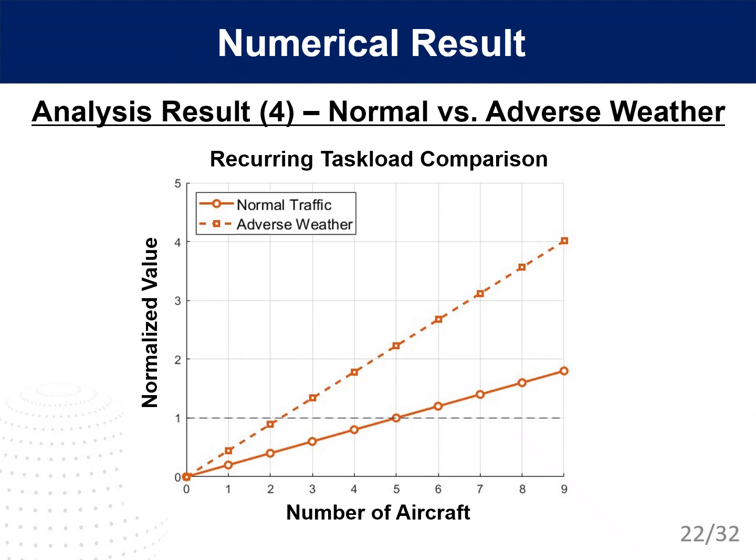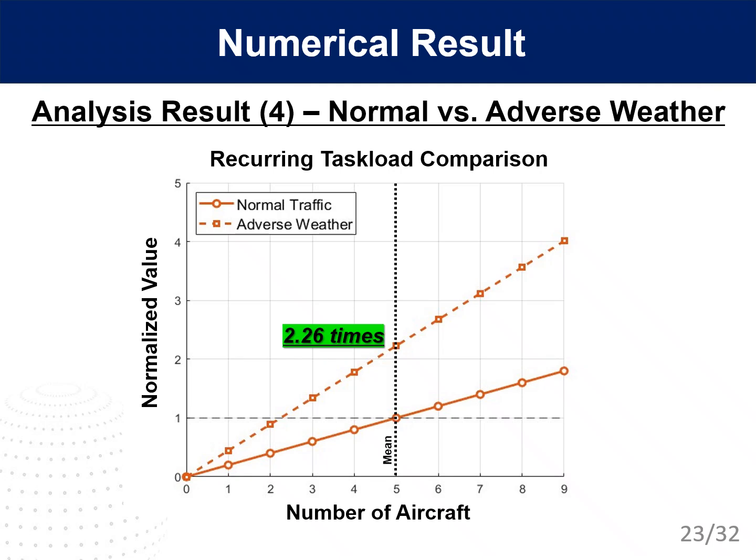The x-axis represents the number of aircraft, while the y-axis represents values normalized by the reference. The solid line denotes the normal traffic scenario, and the dashed line denotes the adverse weather scenario. The results indicate that complex operational conditions such as adverse weather significantly increased the task load.